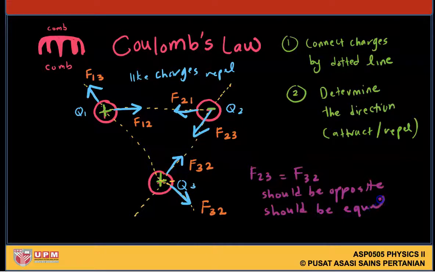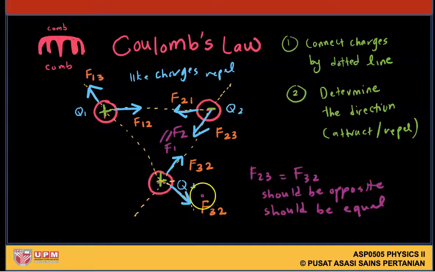Because this is based on Newton's third law. If this charge is exerted by force F1 by Q2, then Q2 is exerted by the same force by Q3 but in the opposite direction. So these two forces, let me write this as F2, are the same magnitude but in opposite direction. The same case over here, F12 is equal to F21, but they are in opposite direction.